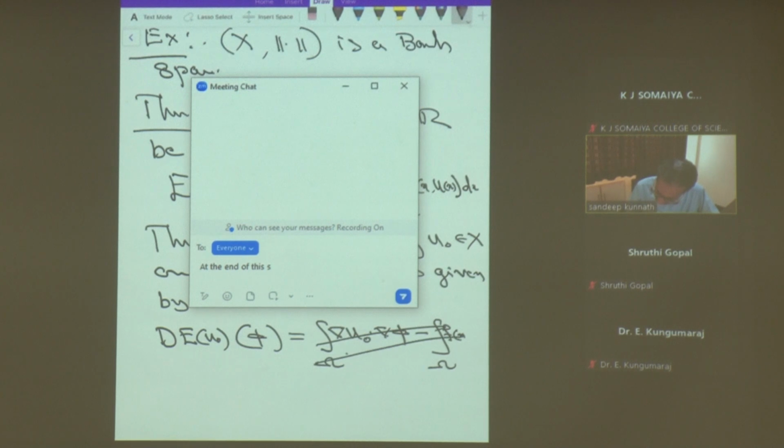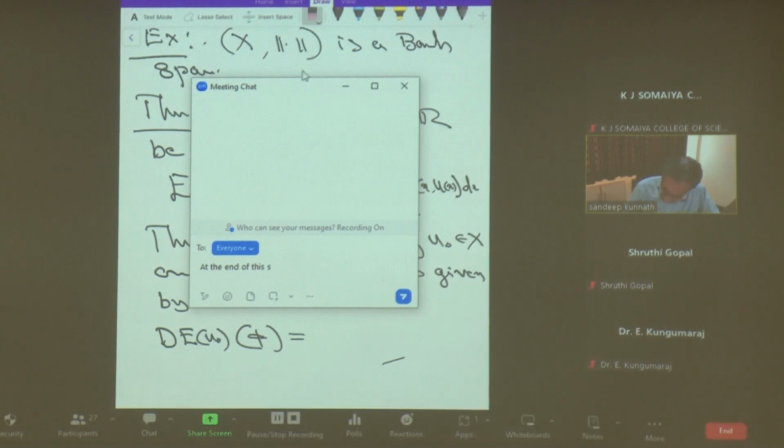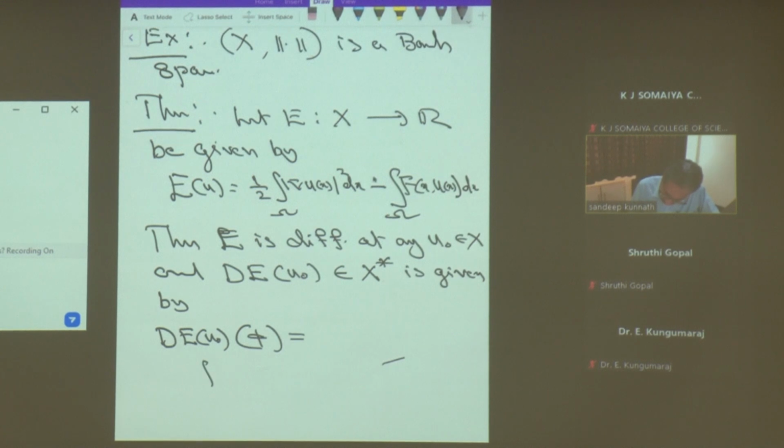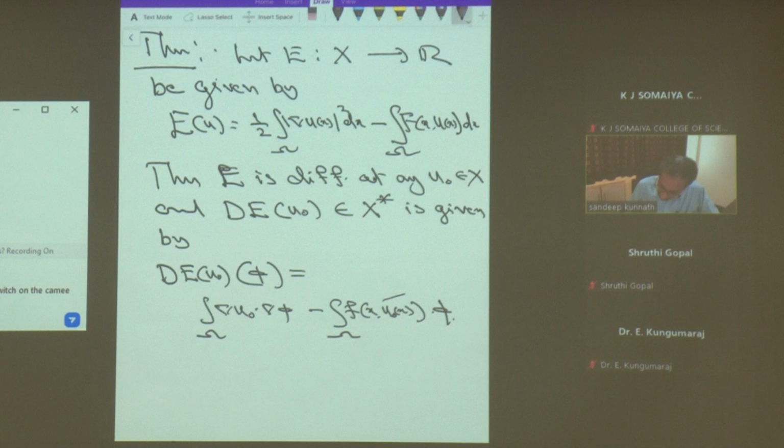Maybe I will write it. So this is going to be equal to the integral over omega of gradient of u0 dot product with the gradient of phi minus the integral over omega of f of x, u0 of x, this into phi. This is true for all phi. So this is going to be the derivative.